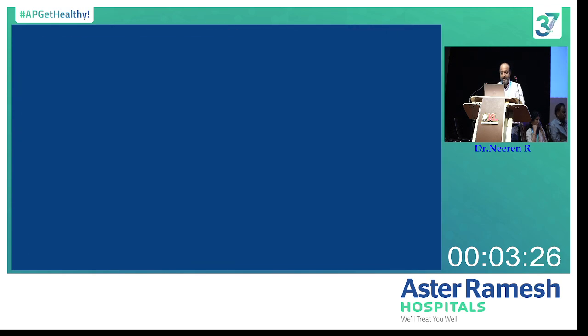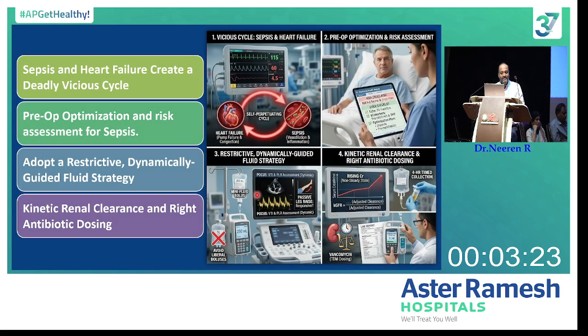So to summarize, sepsis and heart failure definitely form a deadly vicious cycle when they are together. It will be very good if you preoperatively optimize the risk factors and reduce the risk of sepsis in these patients. You need to adopt very restrictive, at the same time dynamically marker-guided fluid strategies. It is always better if you can use kinetic renal clearance and find the right dosing for your antibiotics in cardiac patients. So, thank you.